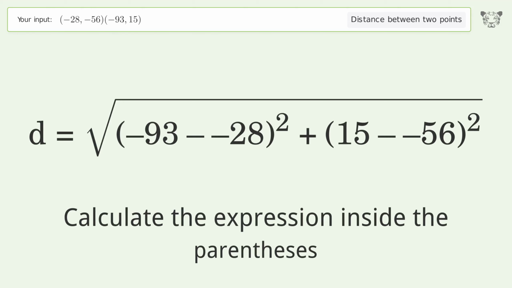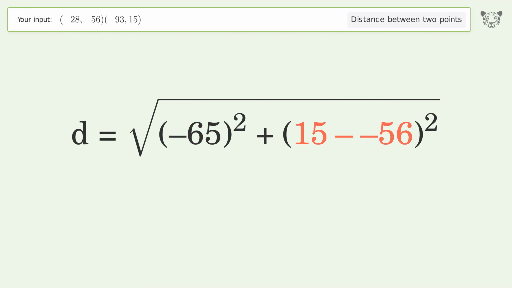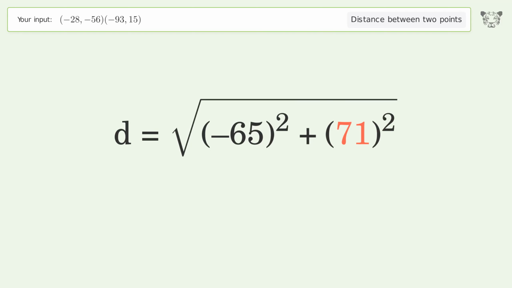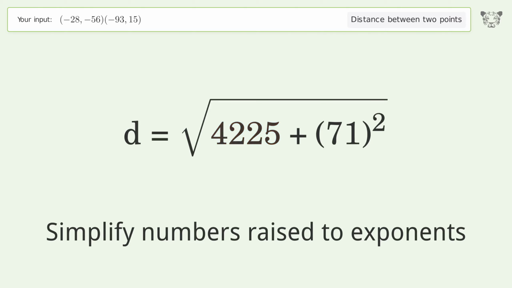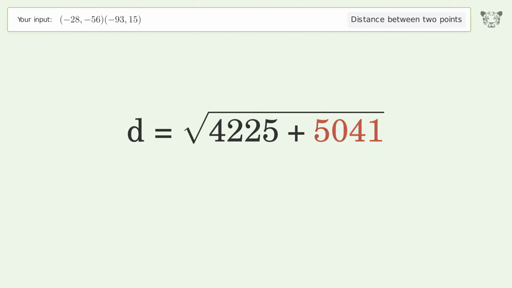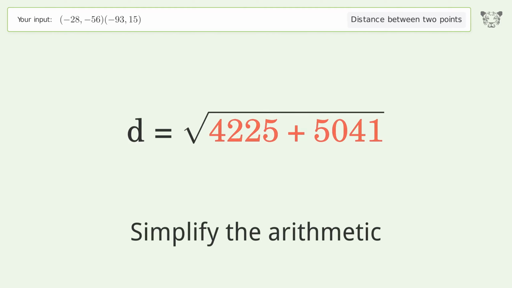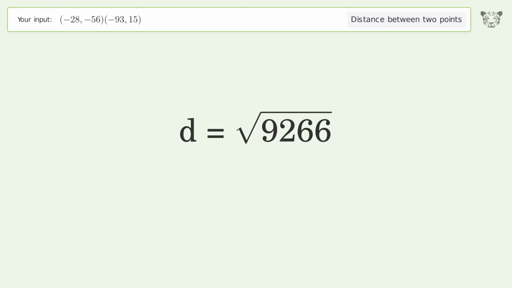Calculate the expression inside the parentheses. Simplify numbers raised to exponents. Simplify the arithmetic. And so the distance between the 2 points is the square root of 9,266, or 96.26.